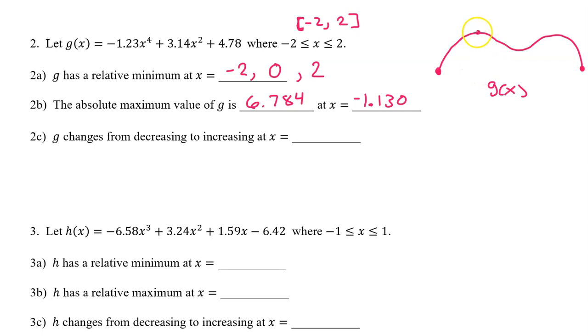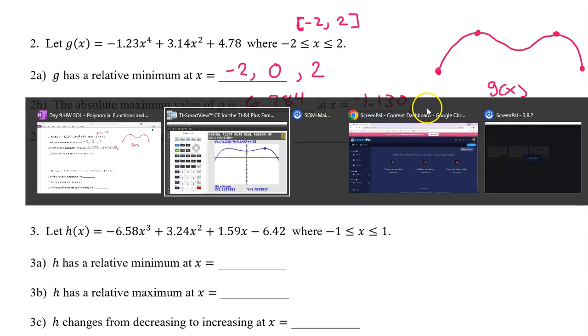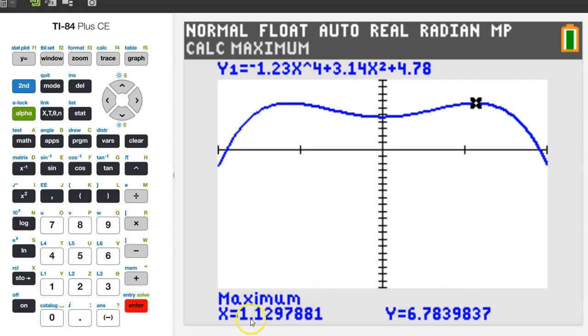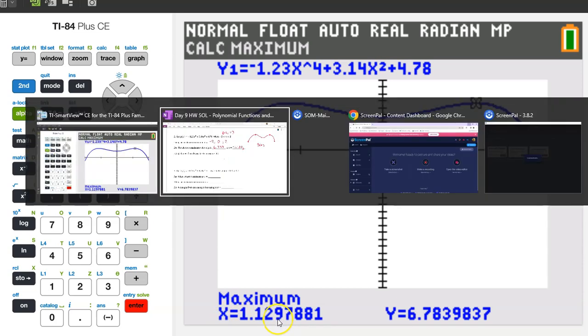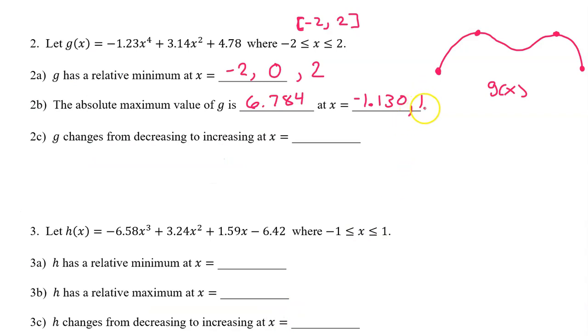Because we have the same height, which is the maximum value at two different places, we have to list both x values though. So this one is at positive 1.130. Okay, so I'm seeing some symmetry here. G changes from decreasing to increasing at x equals what? So decreasing to increasing means we are talking about a relative min.